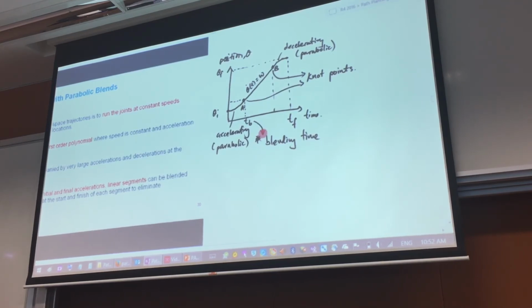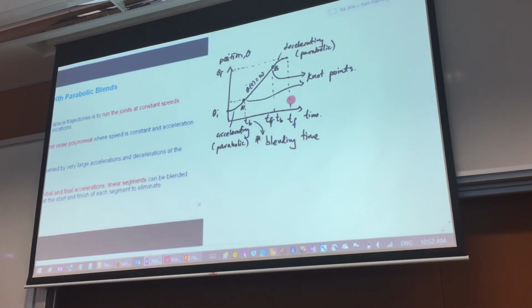You get to hear this word here, blending time. So whenever you hear blending time, that means it transits from your acceleration to your constant velocity. The other point over here will be TF minus TB, because we are assuming that your acceleration is the same as your deceleration. It's very seldom that you design your link to accelerate differently from deceleration. Normally you design them to be the same. Okay? It's also easier for you.